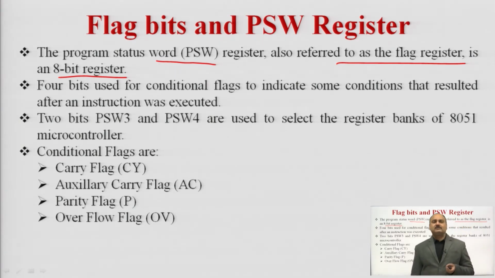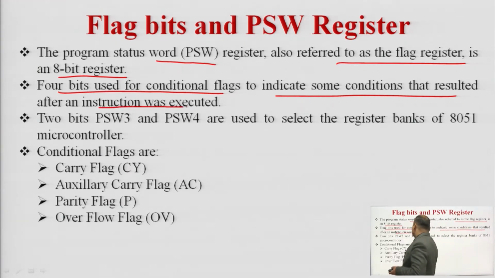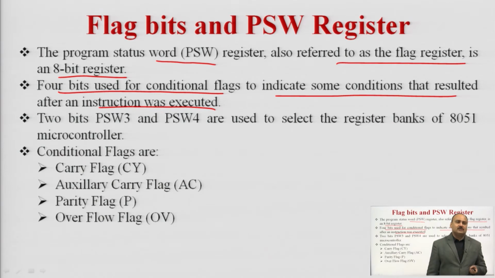So, when the microcontroller performs arithmetic and logical operations, the result of the operation can be reflected with the help of the flag bits of the flag register. 4 bits are used as conditional flags to indicate the conditions that result after an instruction is executed. So, after the execution of an instruction, the conditional flags reflect the result of the operation. This is the meaning of that.